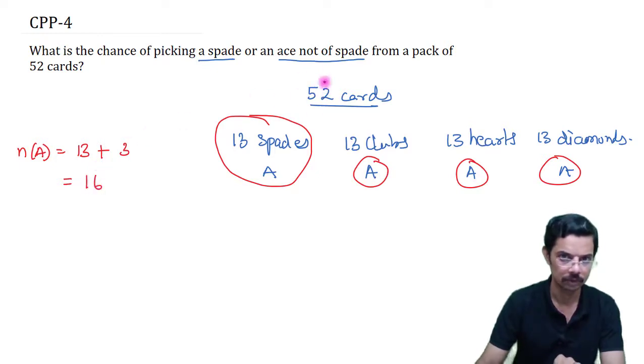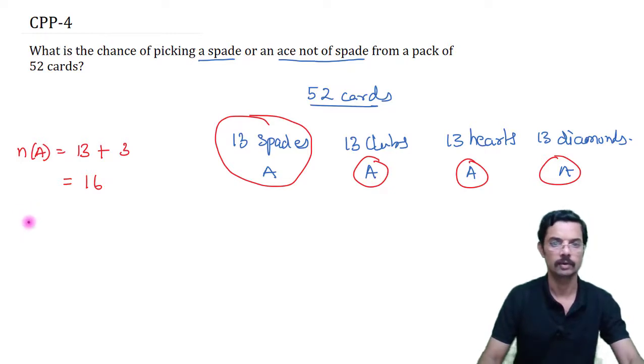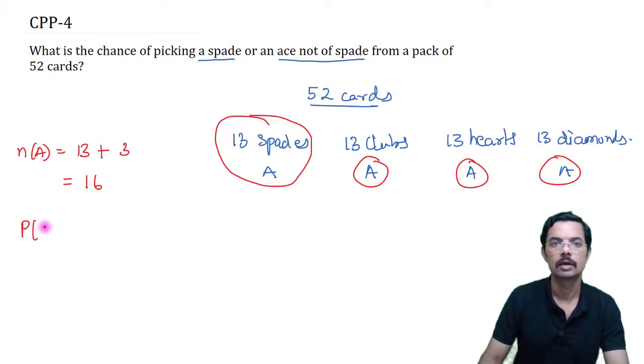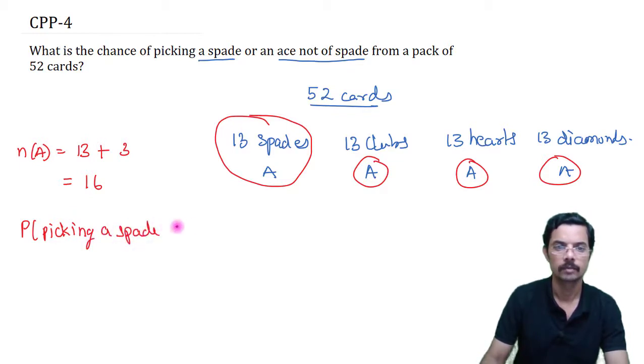And the total number of outcomes is 52. So number of elements in A divided by the total, or we can say the probability of the event of getting a spade or picking a spade or an ace not of spade.